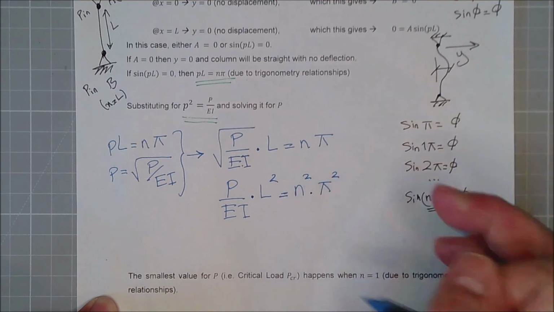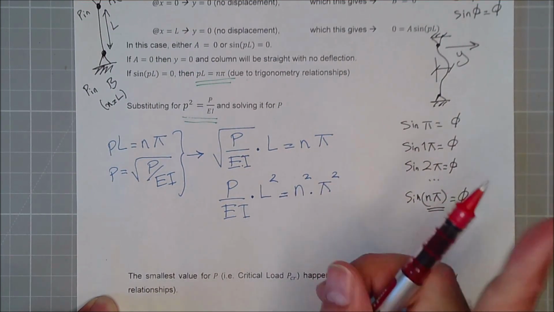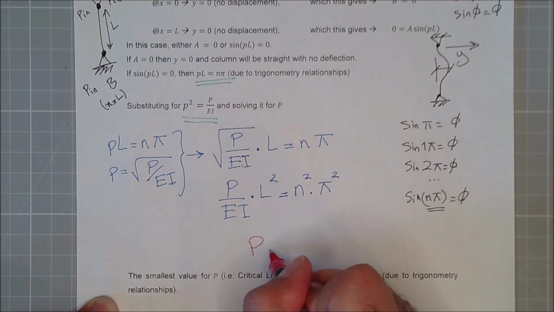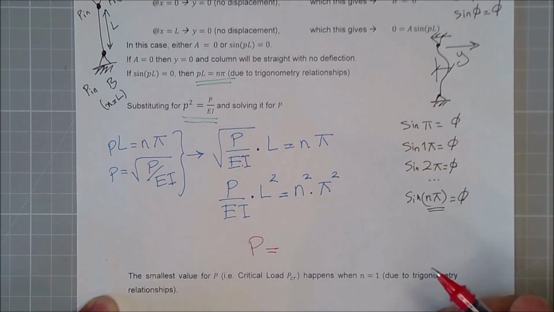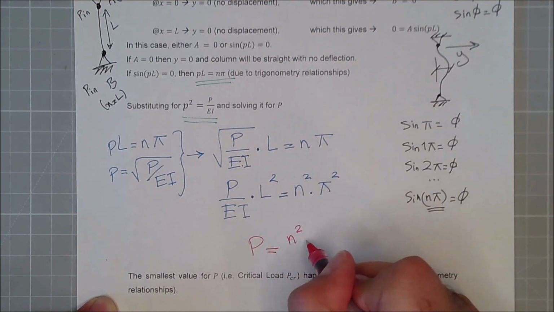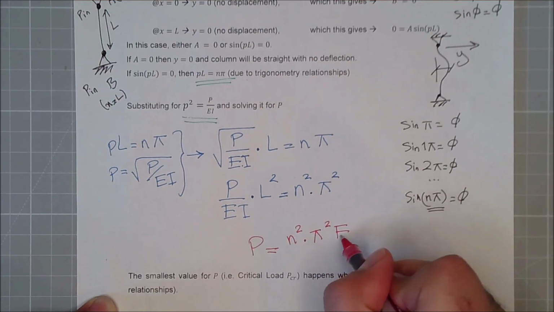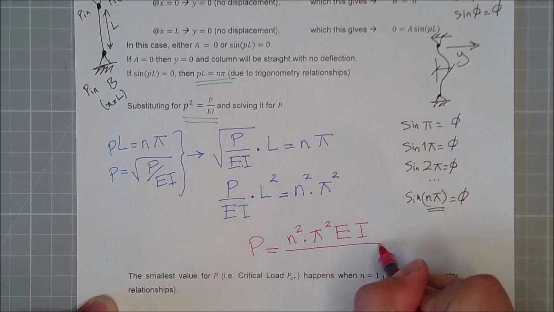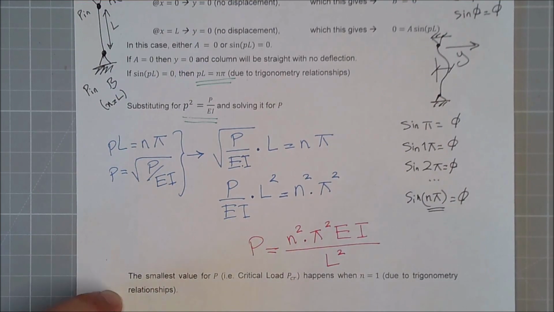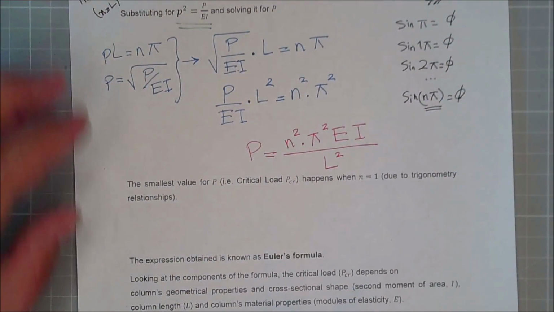Let's sort it out for P. So in this case, my capital P, which was the actual force that I applied, will become something like this: n squared pi squared EI divided by L to the power of 2. This is accepted.